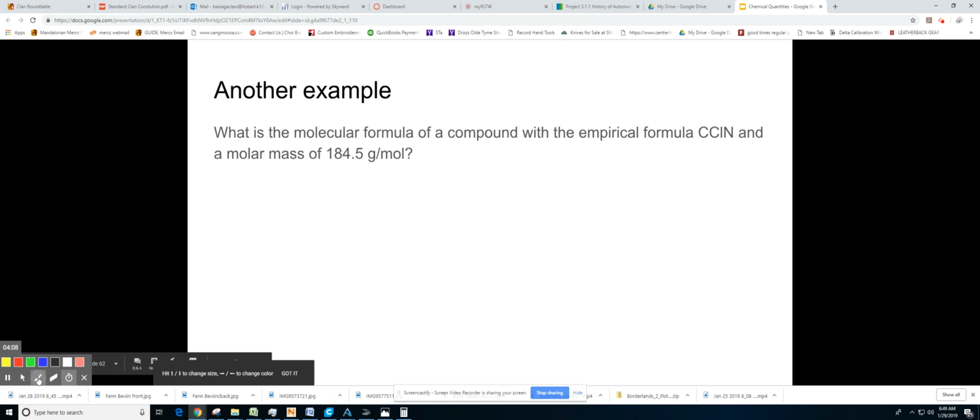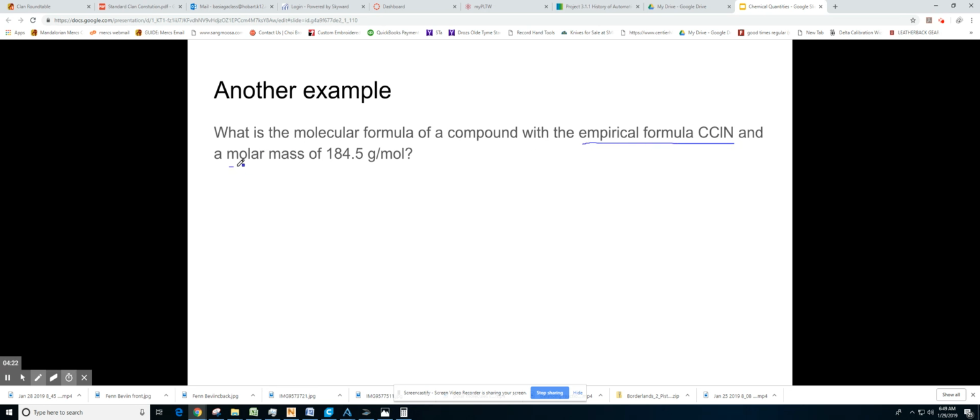Okay, so then this question, what is the molecular formula of a compound with the empirical formula of CClN and a molar mass of 184.5? So I flipped the order of things a little bit, but there's my empirical formula, there's my molar mass. For my molecular formula, I'm going to start with finding my molar mass here. Abbreviate that as mm. So this time I got 12 plus 35.45 plus 14. So I have a molar mass for CClN of 61.45 grams per mole.